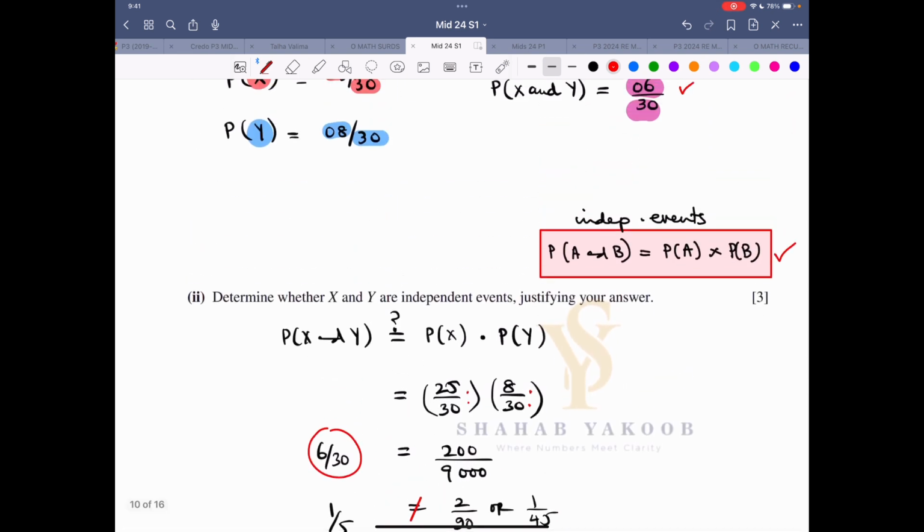Now, let me ask a question myself. And that is about mutually exclusive. So if they would have asked about mutually exclusive event, or they can also use the term just exclusive.